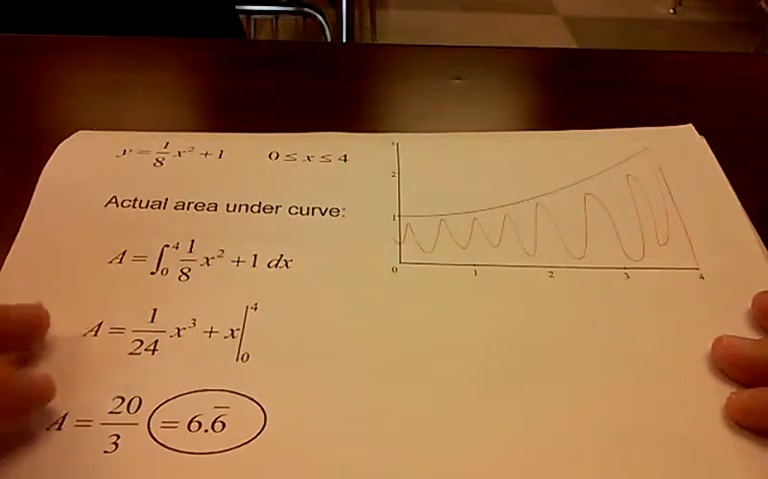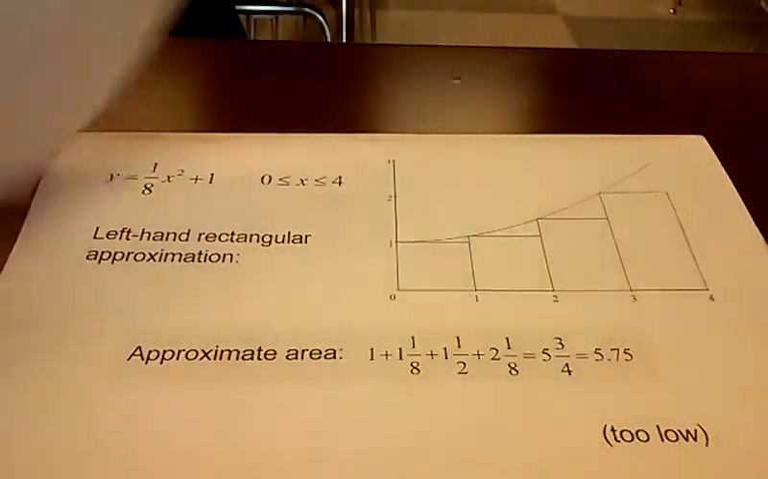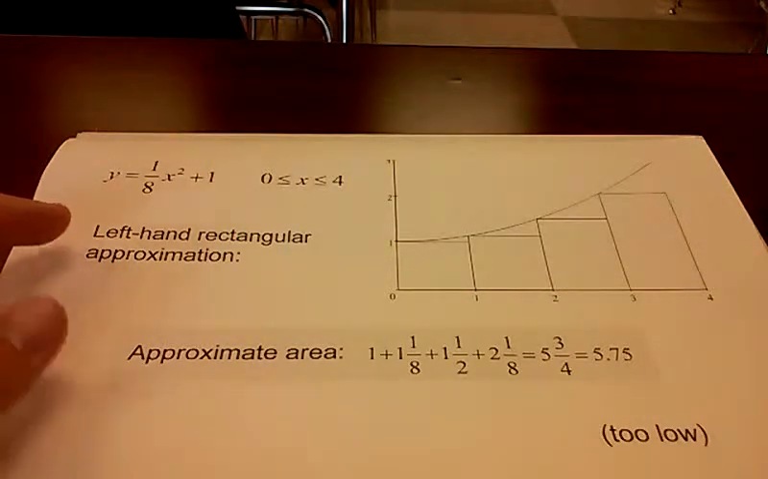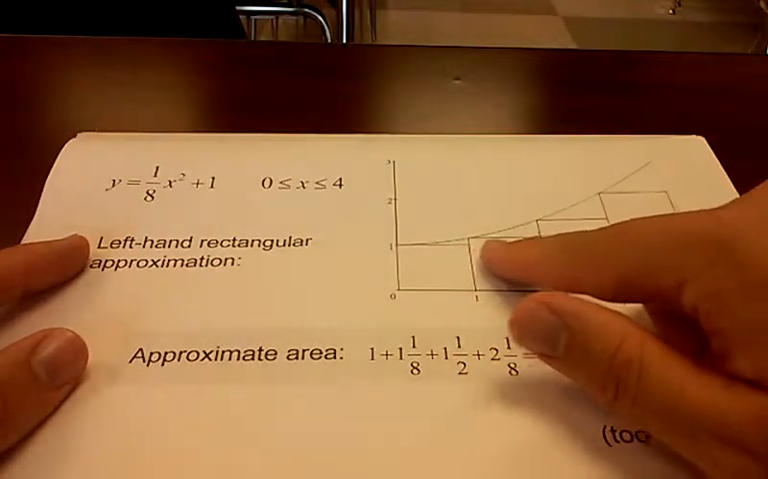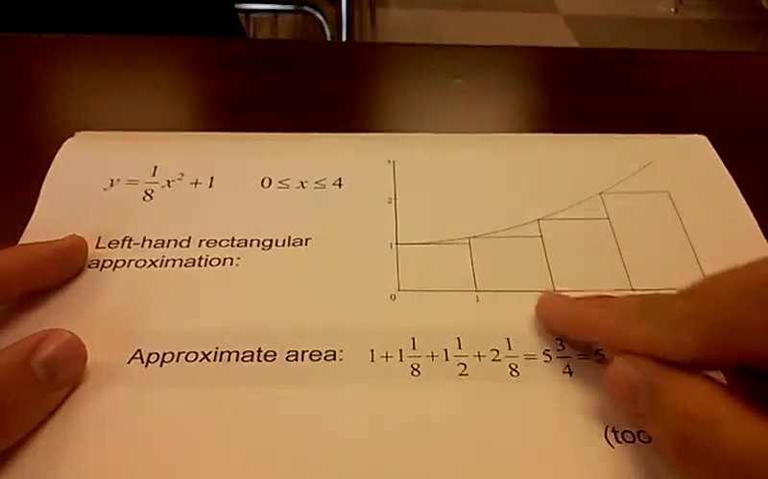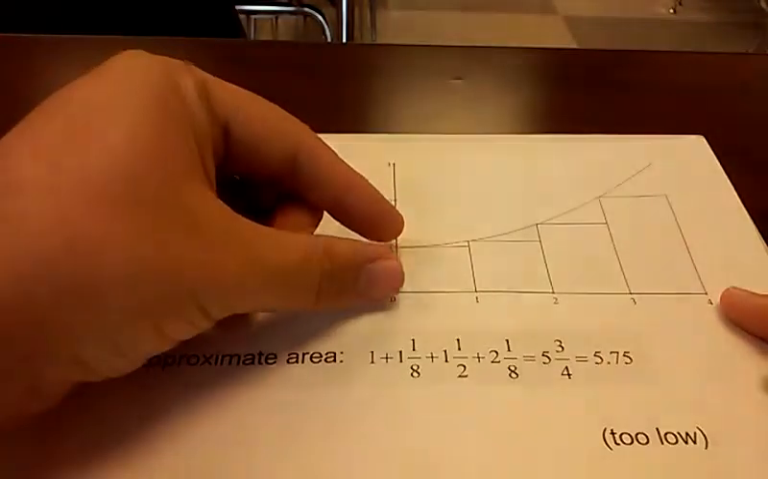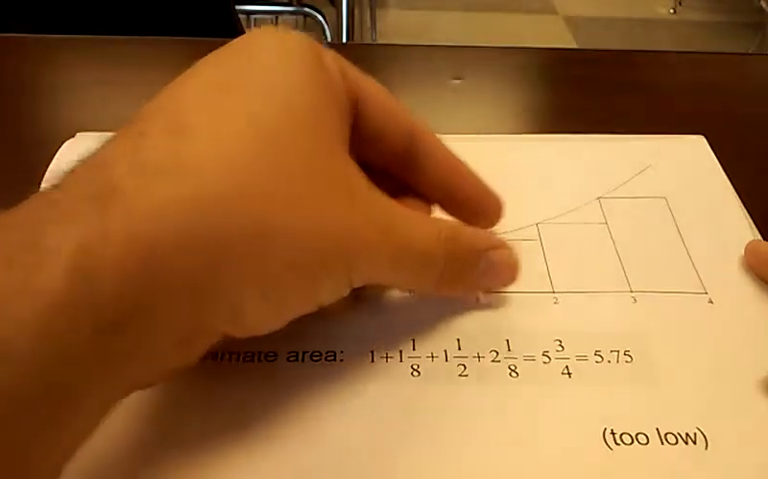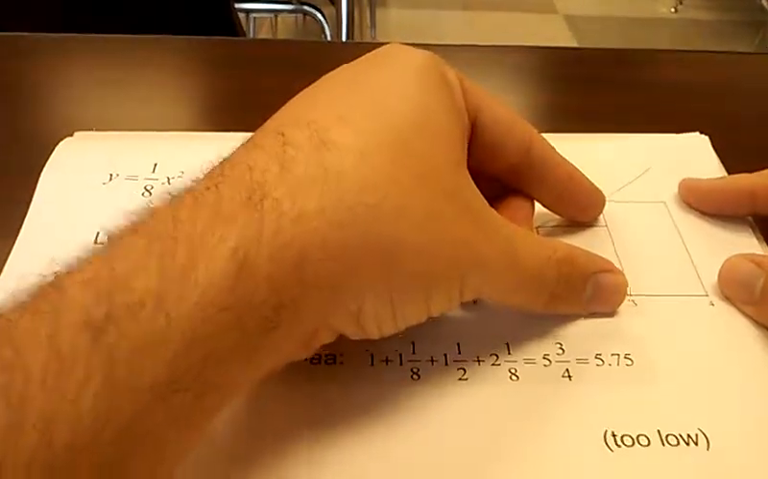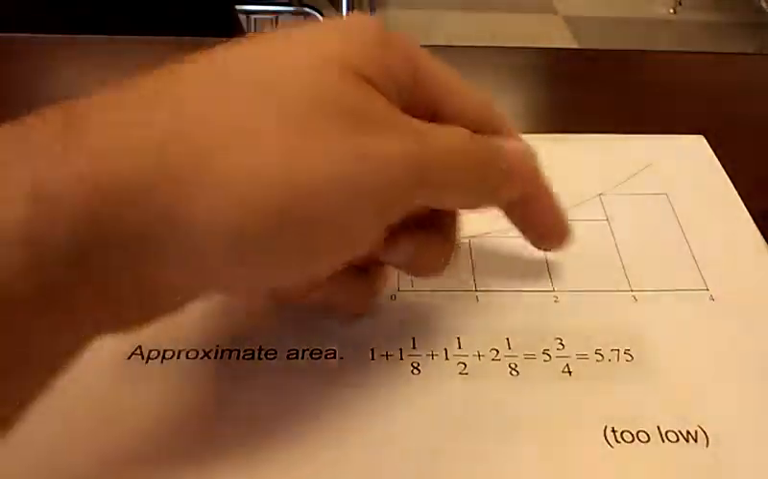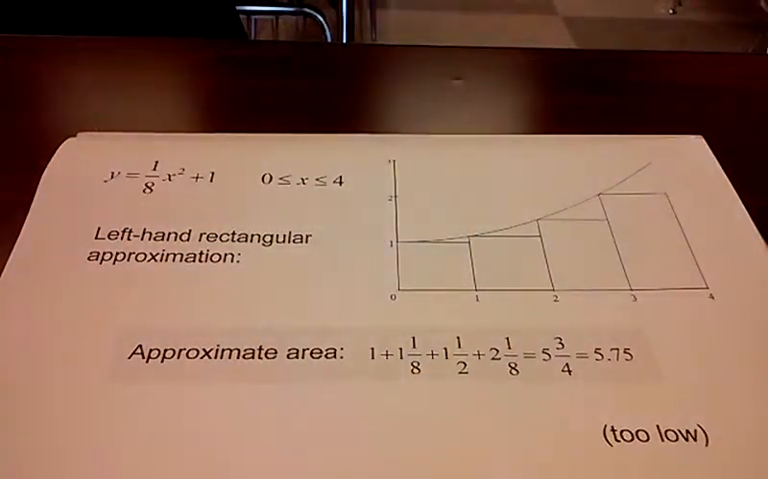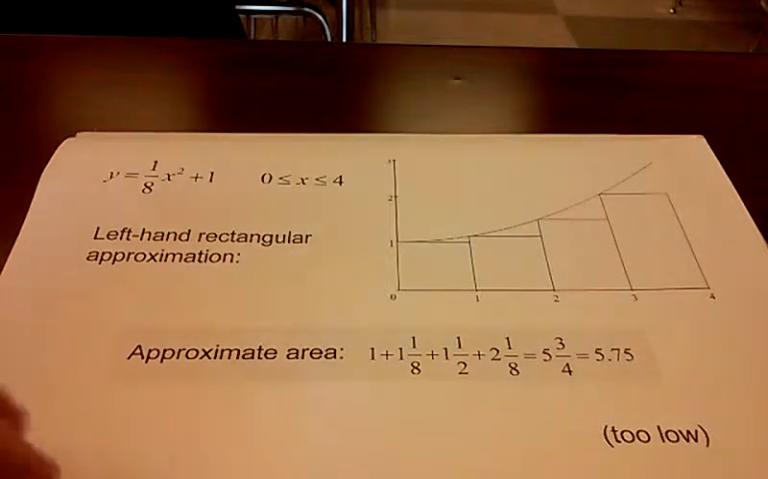One way we could approximate this is by using left-handed rectangles, or left-handed approximation, where if you notice these are the inscribed rectangles. Notice that the rectangles all have the same width, and it's left-hand because you notice I'm using the first number 0, then 1, then 2, then 3, but I'm not using 4. Now, if I find the areas of each one of these rectangles and then I add up those areas, it gives me 5.75, which is lower, right, than the actual answer.